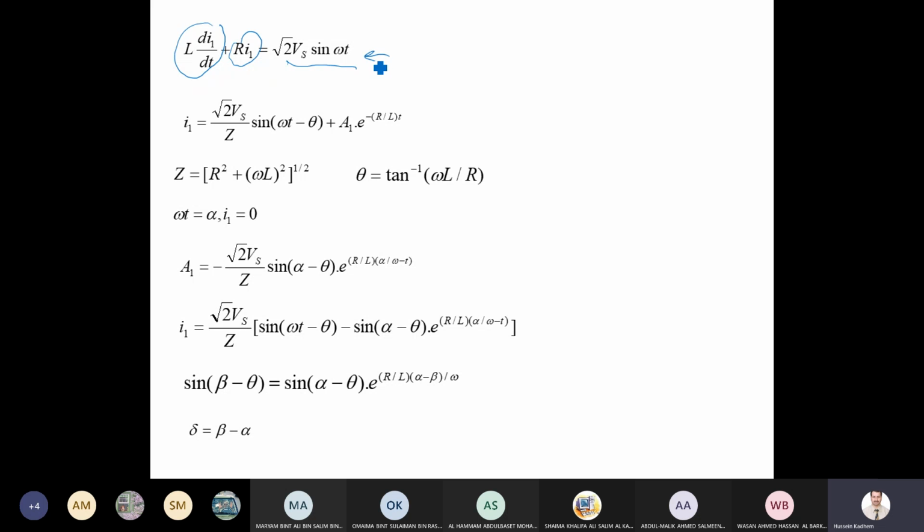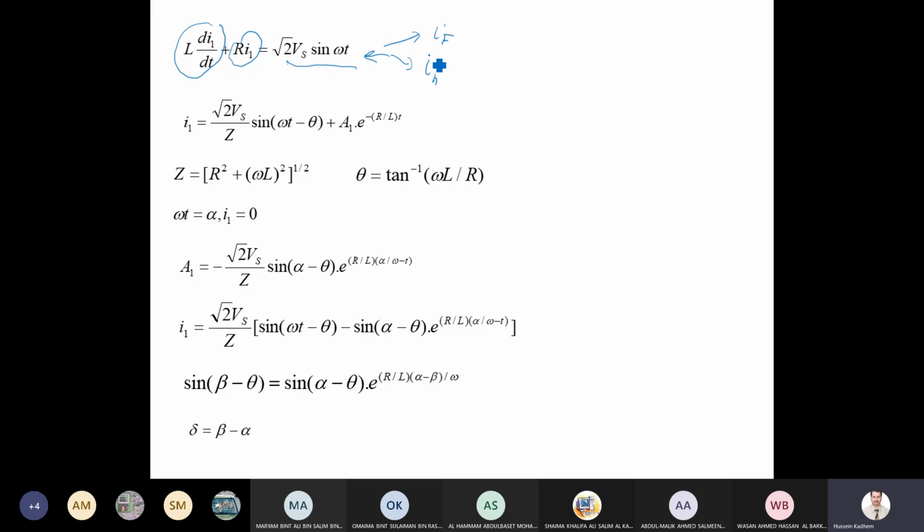Yes, we saw it, we dealt with it in the rectifier circuit. Did we solve it at that time? Yes, we solved it. Okay, let me copy and paste what we already solved at the beginning of this semester and put it here. We say that the solution of this equation contains two elements, I forced and I natural.